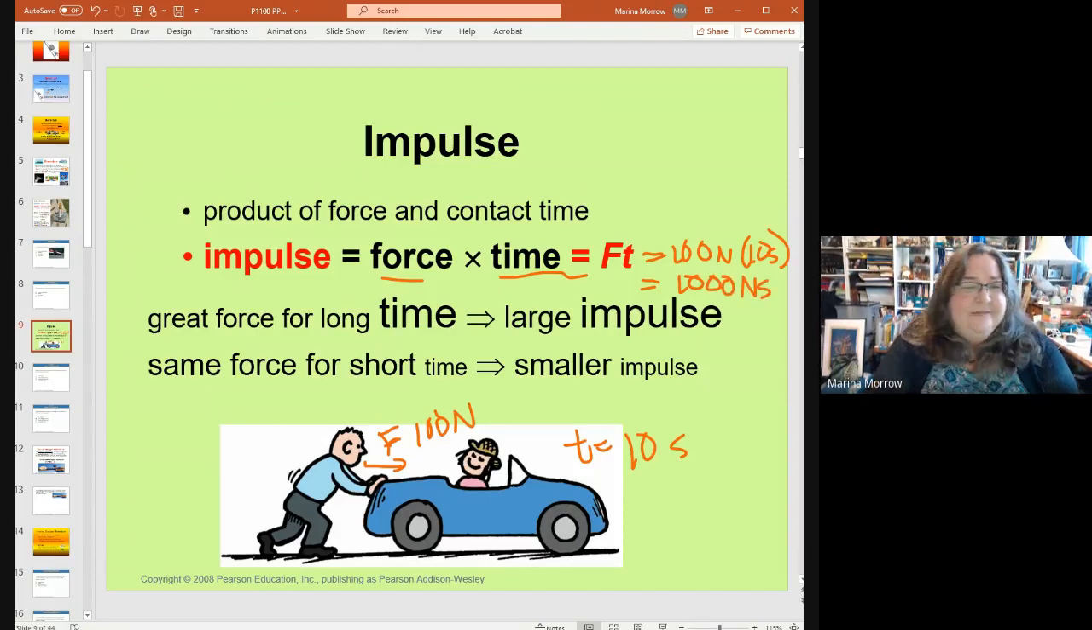Except what does it mean? Well, this is how you can change the motion of something. You apply a force to it, and like this car would get started, you apply a force and you change the motion if you have a net force. So a great force for a long time makes a large impulse, so you're usually able to change the motion more if you have a greater force for a longer time. So if this guy could keep applying a larger force or for a longer time, he could get that car going faster. If it's a shorter time, that's a smaller impulse.